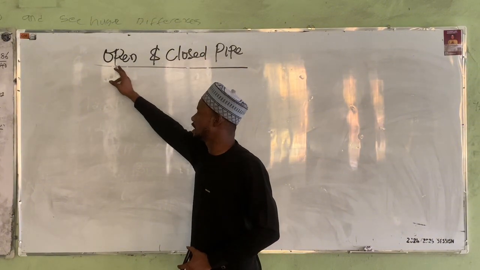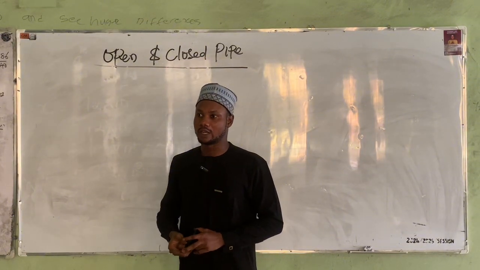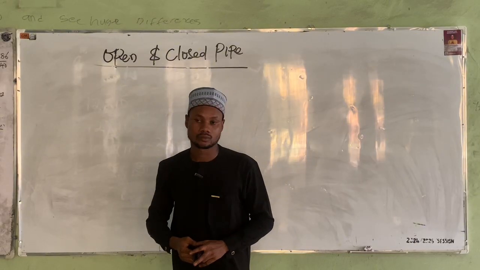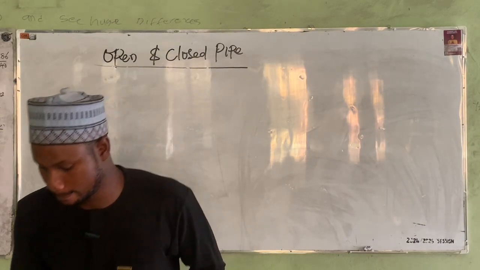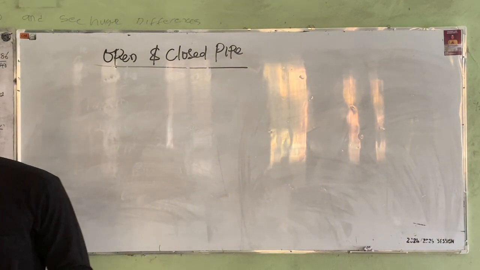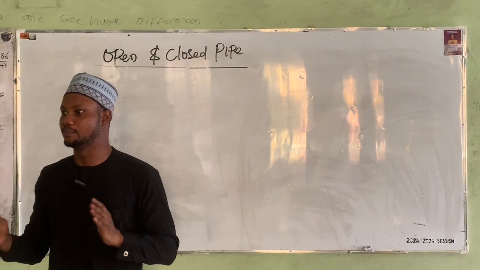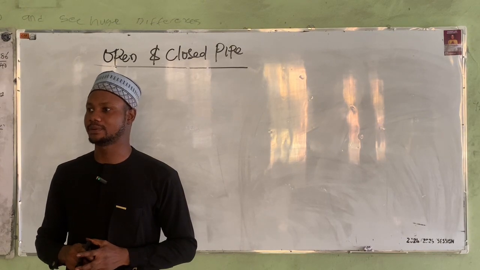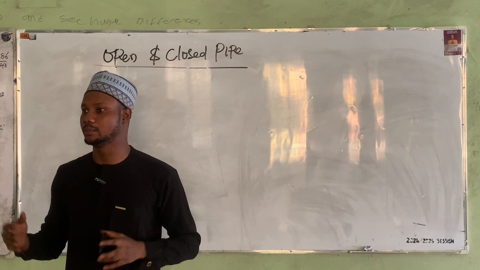So please, let's take the definition of an open pipe. Please write. An open pipe is a pipe that is open in both sides.